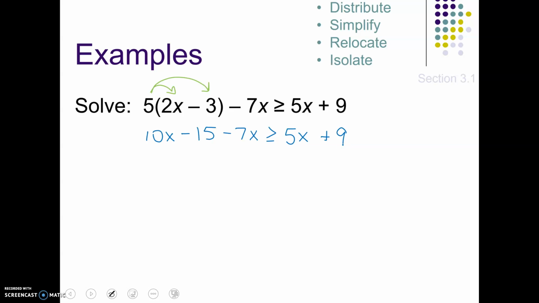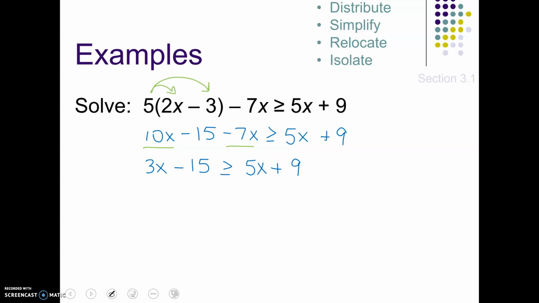And now my job is to simplify or just clean things up a bit. On the left side, I see a 10x and a negative 7x, and those are like terms. So I can go ahead and combine them. 10x minus 7x would give me 3x. And then the minus 15 won't combine with anything on the left. And then on the right side, I have no like terms, so I'll just copy.